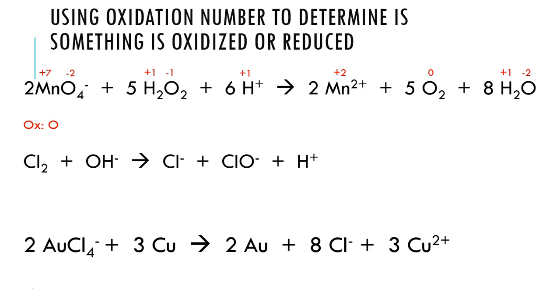We see manganese goes from +7 to +2. That's a reduction in oxidation numbers. We can say that manganese is reduced. Now, the reducing agent is the species that contains the atom that was oxidized. And the oxidizing agent is the species that contains the atom that was reduced. So our reducing agent will be H2O2 because it contains the oxygen that was oxidized, and the oxidizing agent will be the permanganate ion. All right, so let's look at the next example.